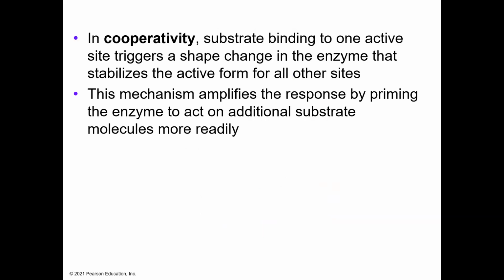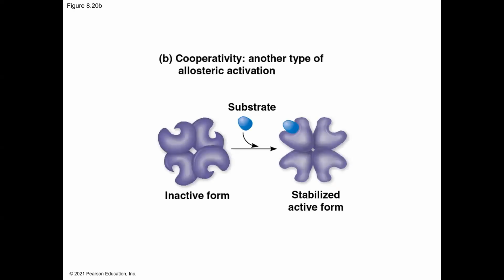In cooperativity, substrate binding to one active site can trigger a shape change to the enzyme that stabilizes the active form for all other sites. This mechanism amplifies the response by priming the enzyme to act on additional substrate molecules more readily. So in this case, you have an inactive form of the enzyme. In cooperativity, if a substrate binds to it, now it becomes active and all the active sites will become active.